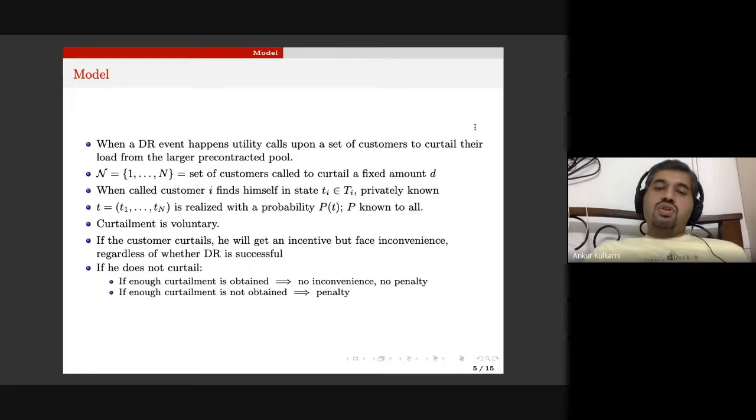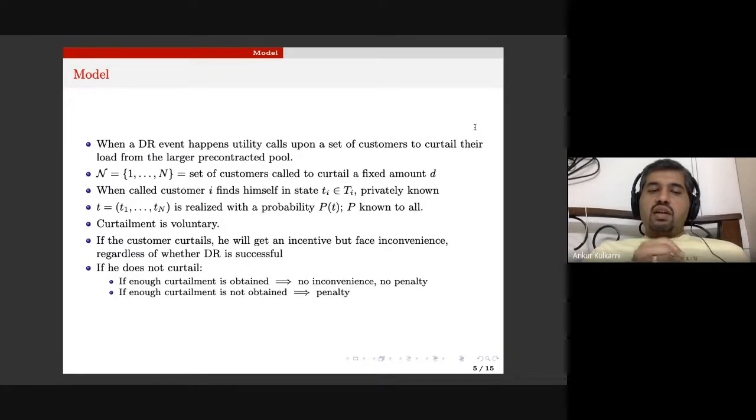So suppose n consumers are called to curtail a fixed amount. Each of them is called to curtail a fixed amount D. Now, when called, consumer i can find himself in two possible states. Let's say his state is Ti in a set capital Di, and it is privately known only to the consumer. It is not known to the utility.